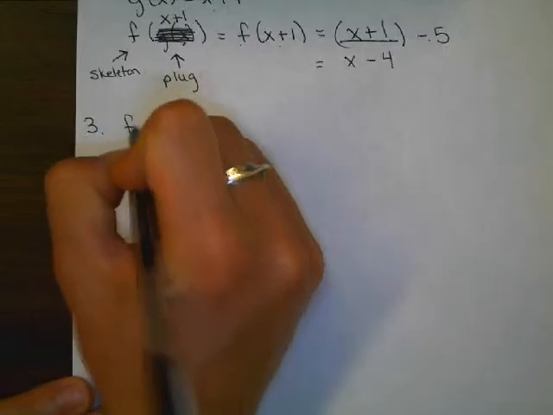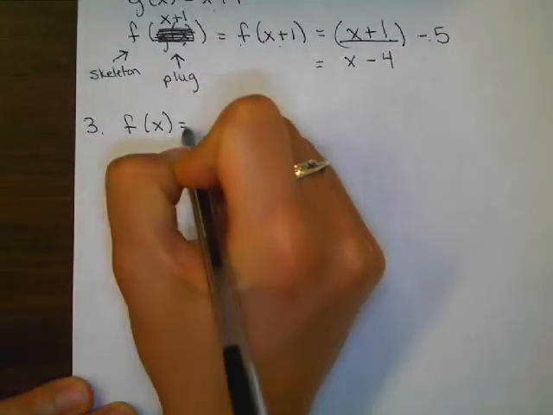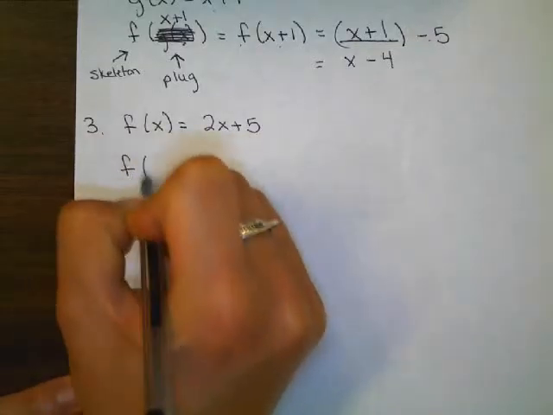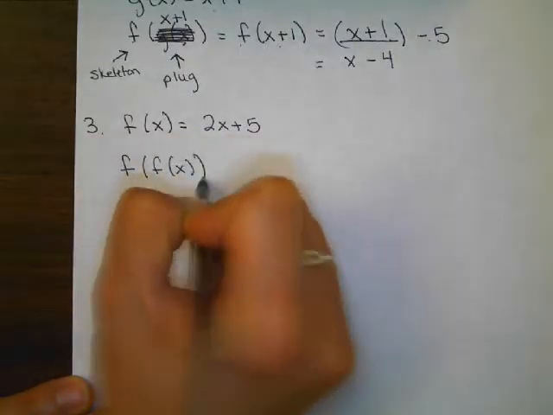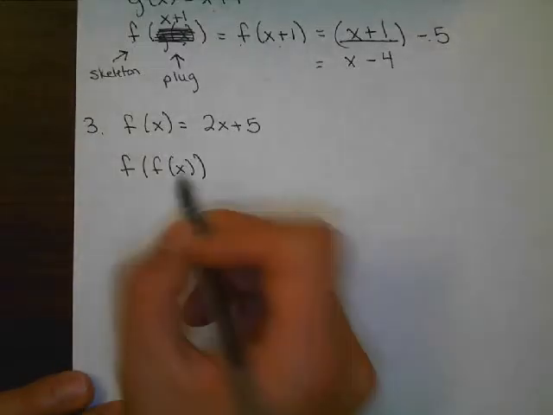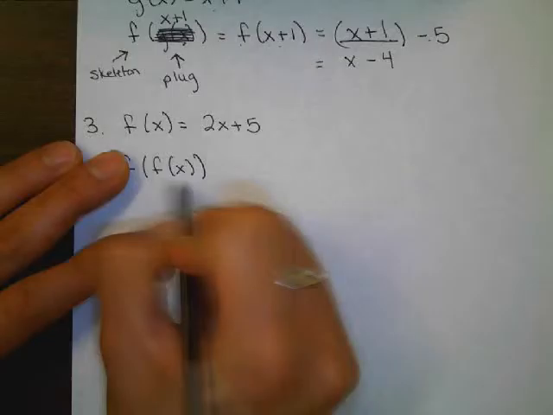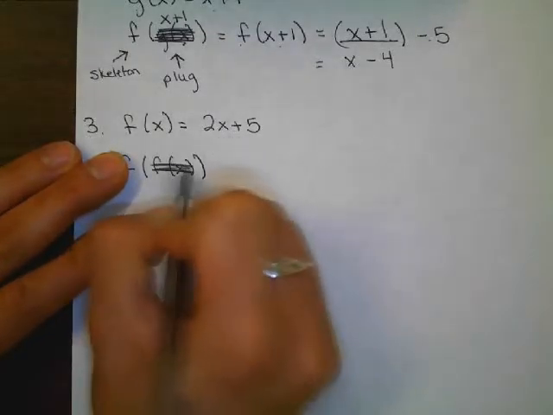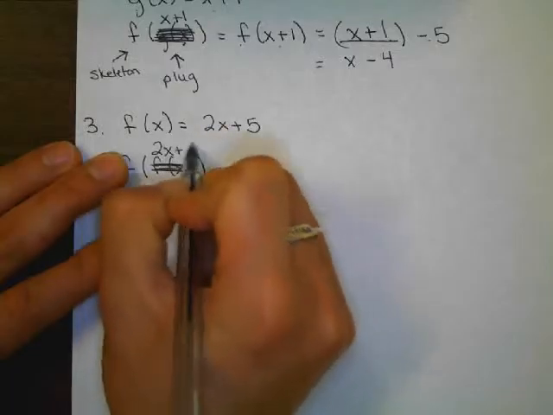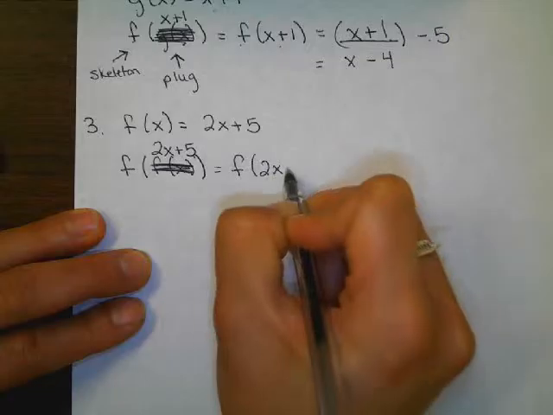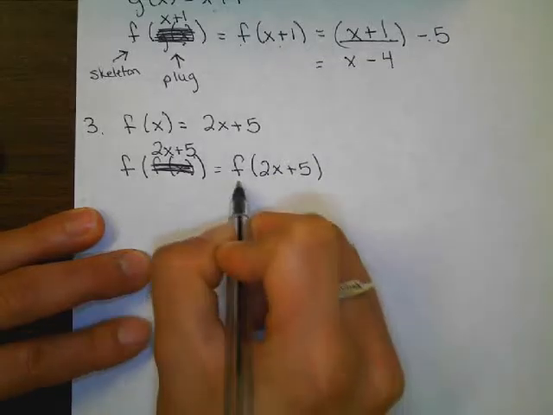Let's say we have f of x is 2x plus 5, and we want f of f of x. So I'm plugging the function into itself. So again, if this is what I'm plugging in, f of x, I know, is equal to 2x plus 5. So I'm going to cross this out and put 2x plus 5. So again, I'm basically having to plug in 2x plus 5 into f.